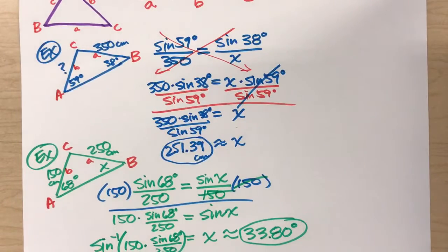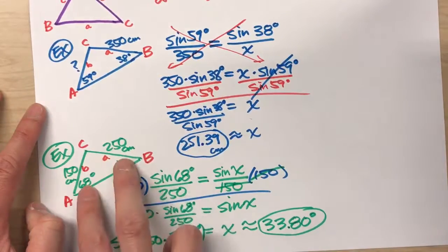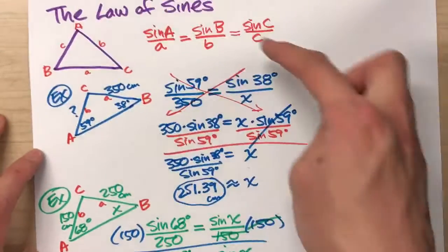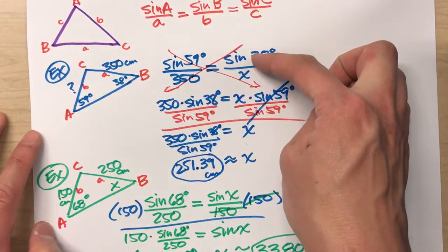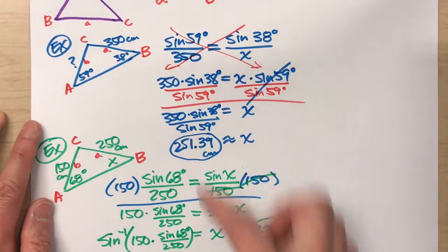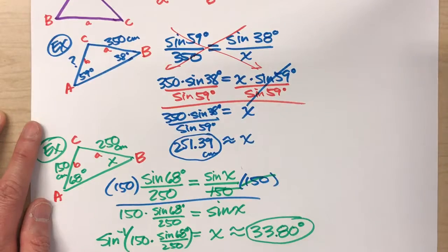All right, so this is the law of sines. Anytime you have a triangle that's not a right triangle, and you're dealing with two angles and two side lengths, you can use the law of sines to set up an equation and then find either an unknown side or an unknown angle.